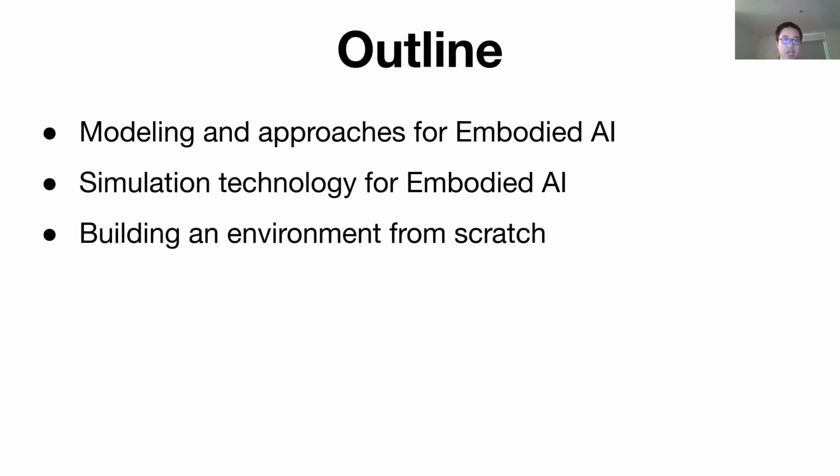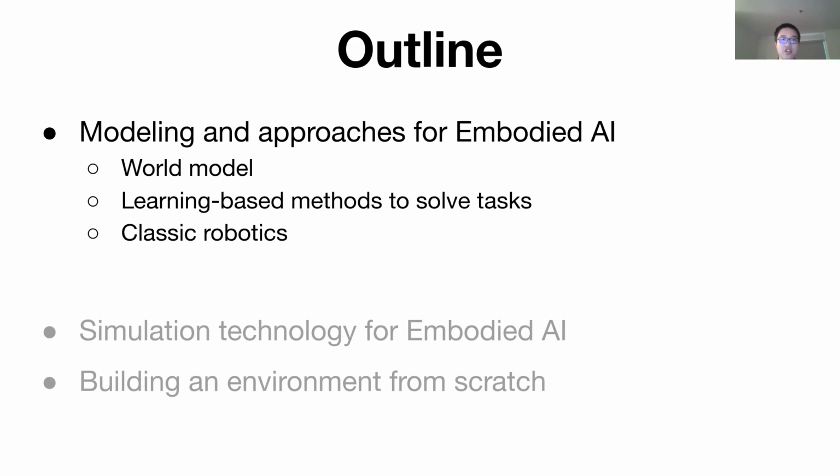We have 3 main topics: modeling and approaches for embodied AI, simulation technology for embodied AI, and building an environment from scratch. Let's start from the modeling and approaches. In this section, you will learn the basics of world model, learning-based methods to solve tasks, as well as classical robotics.